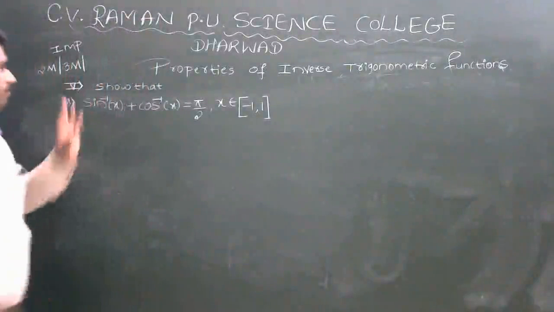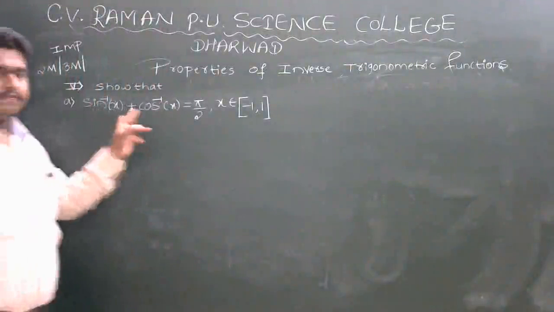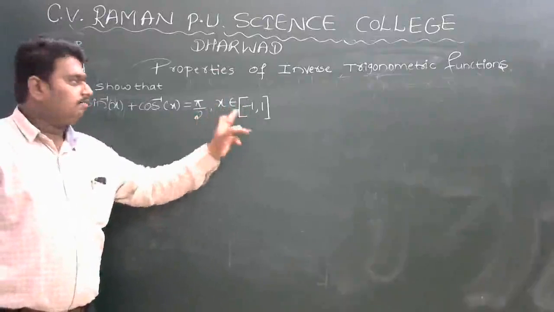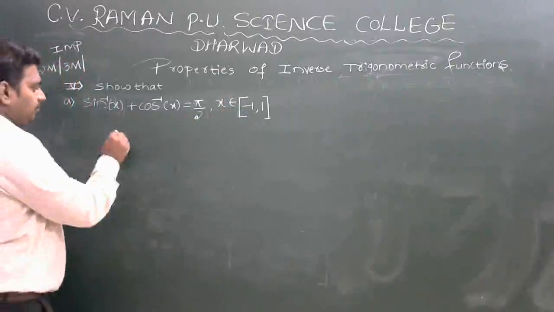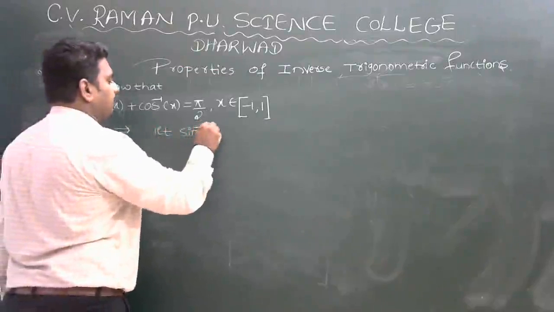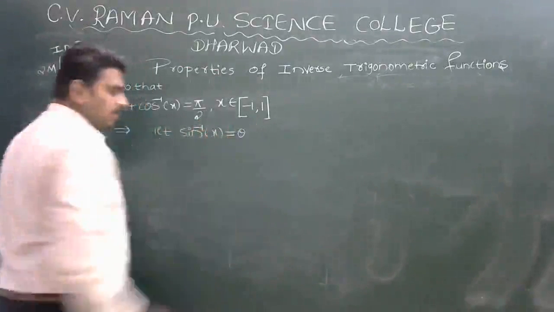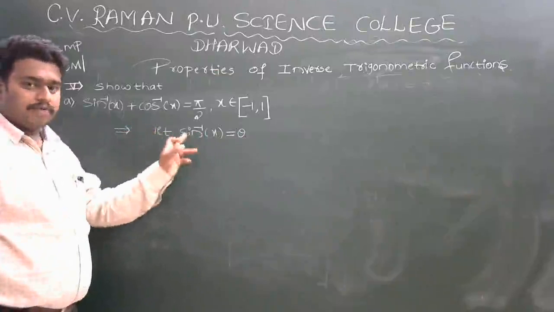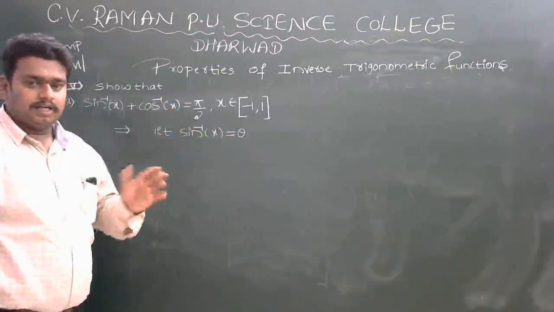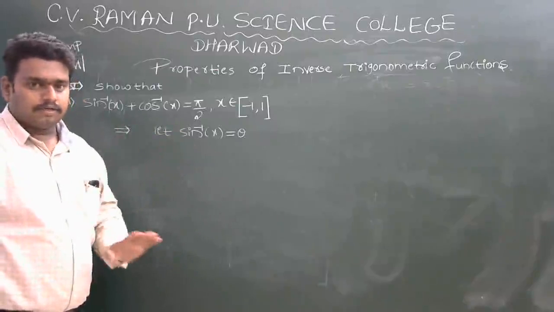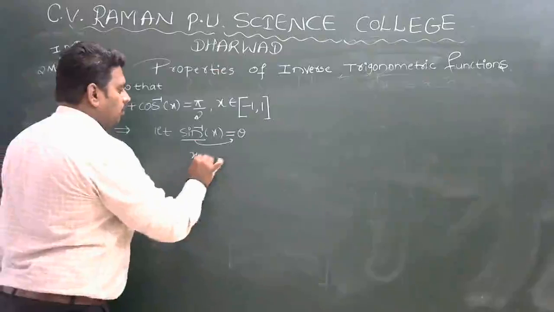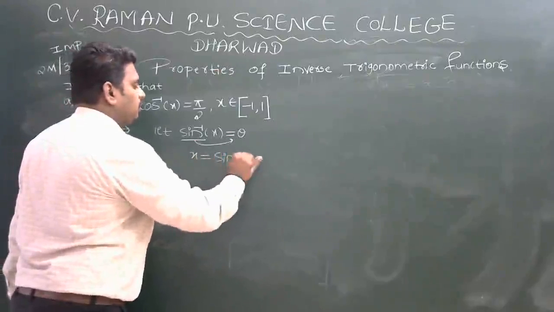Okay, we'll go for the fourth property. The first one: sin inverse of x plus cos inverse of x equals pi by 2, where x belongs to the closed interval minus 1 comma 1. Solution. I am going to take sin inverse of x equals theta. You can take sin inverse x equals theta, or you can take cos inverse of x equals theta. The value you get will be the same. Got it? Okay. Just shift this sin inverse to that side. It becomes x equals sin theta.